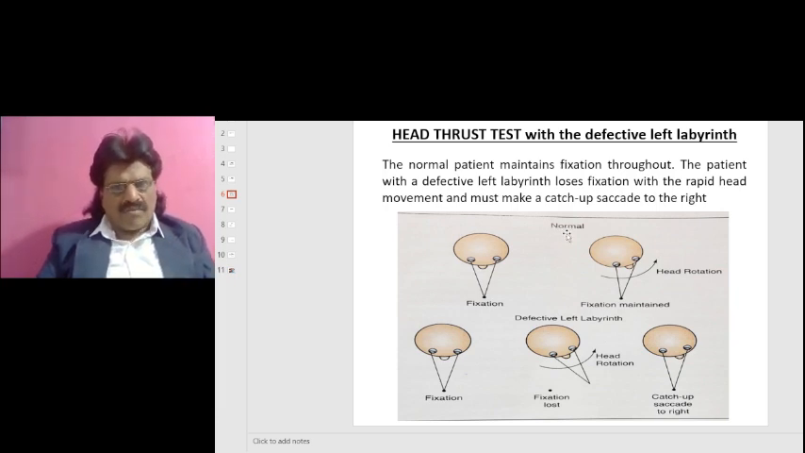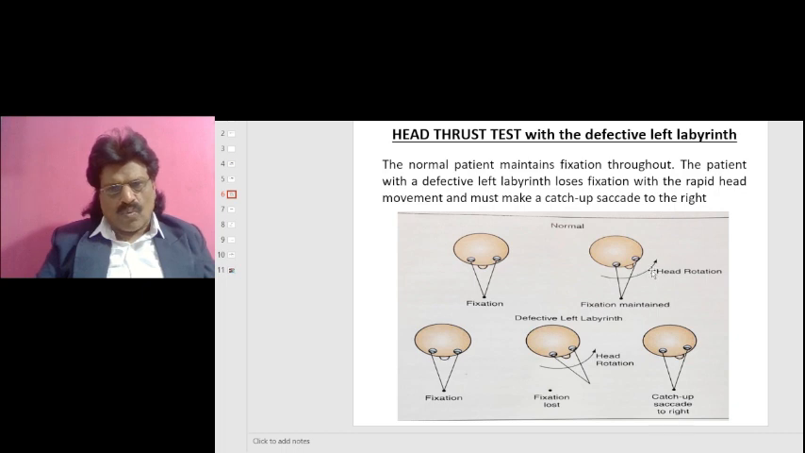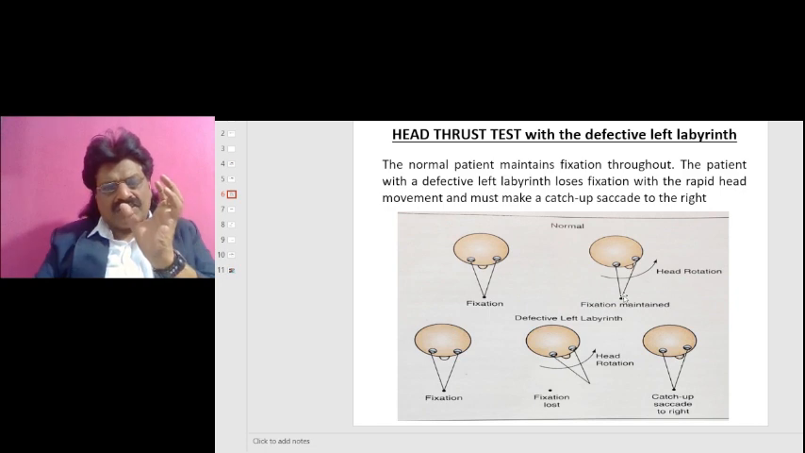So let's see the normal. This is the normal. So the eyes are fixed on a particular object, example the examiner's nose. The head is turned to one side, but even when the head is rotated to one side, the eyes are still able to maintain fixation on the particular object, example the examiner's nose. So fixation is maintained if it is normal.